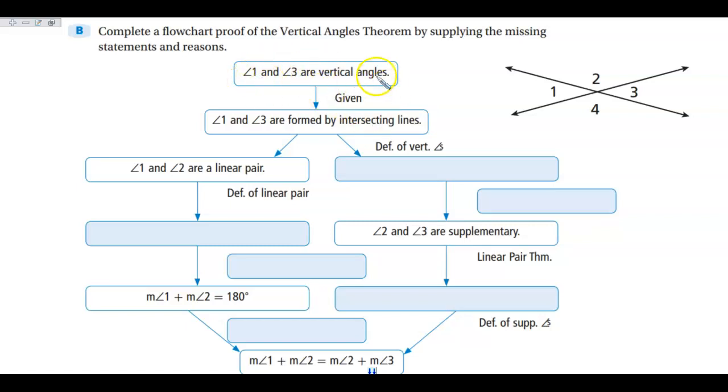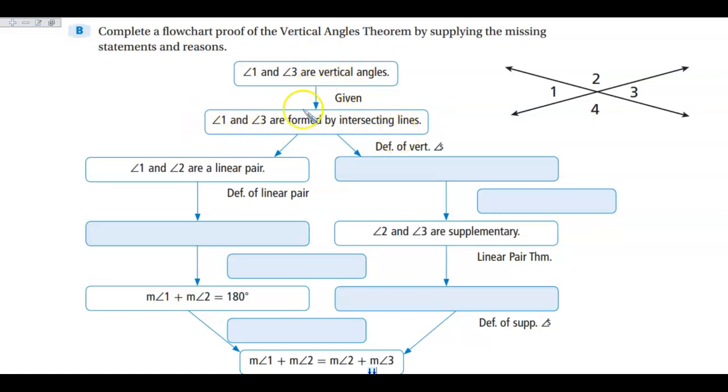I am told that angles 1 and 3 are vertical angles. What does that tell me? It tells me that 1 and 3 are formed by the intersection of lines. Okay, that's what the definition is. All right, so when lines intersect, I create vertical angles. This information gave me this information right here, which is why there's an arrow from this box to this box.